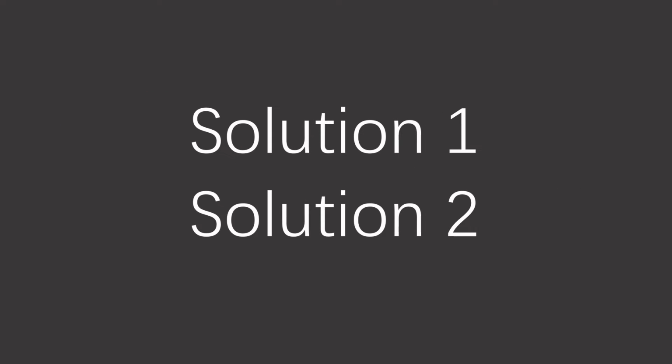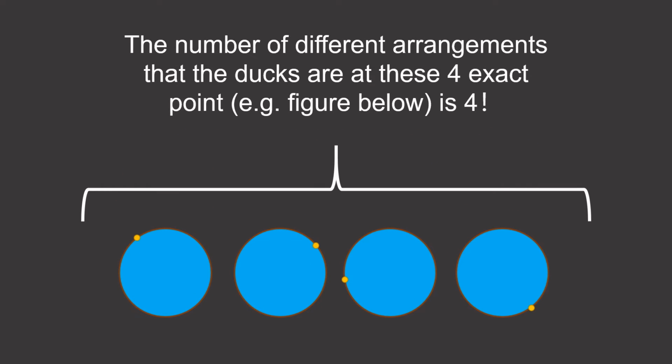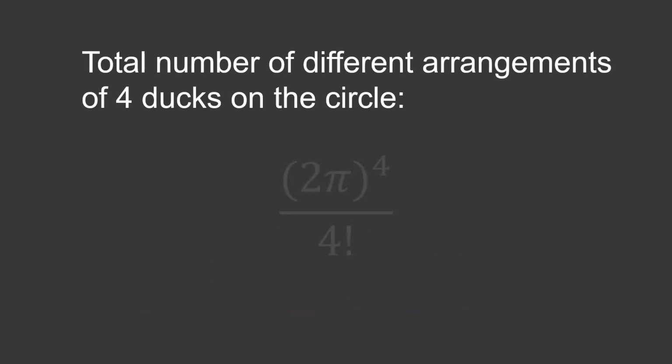Following the strategy, we will give 2 solutions in the video. For the first one, we're going to make use of integration to solve the problem. The radius each duck can cover is 2 pi. Imagine each duck as a point. Let's assume the 4 points are placed on 4 different circles, and rearrange the 4 circles. For each arrangement, there are 4 factorial same conditions. Hence, all the conditions of the radius that the 4 ducks can be placed on is (2 pi) to the power of 4 over 4 factorial.